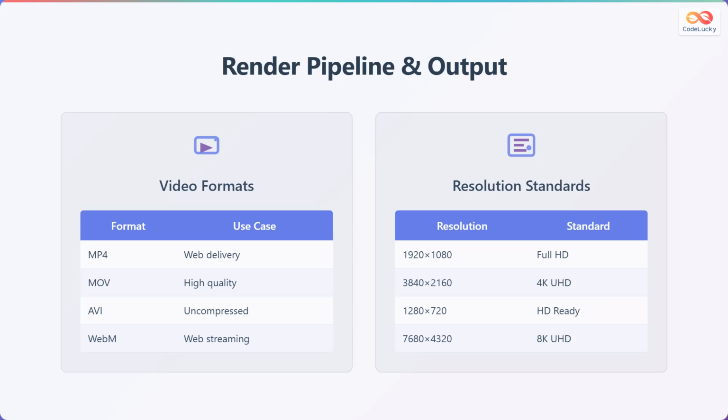AVI format supports uncompressed video, making it ideal for intermediate rendering stages where quality is paramount. WebM format is specifically designed for web streaming and offers excellent compression for online content. Resolution standards define the pixel dimensions of the final output. Full HD at 1920 by 1080 pixels remains the standard for most professional work. 4K UHD at 3840 by 2160 pixels is becoming increasingly common for high-end productions. Understanding these technical specifications ensures that animations are delivered in the appropriate format for their intended use.